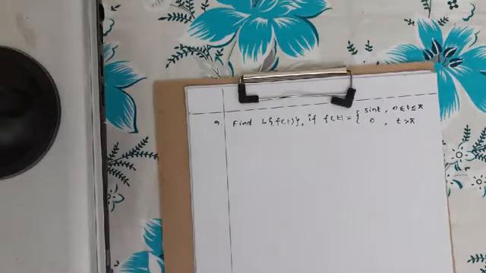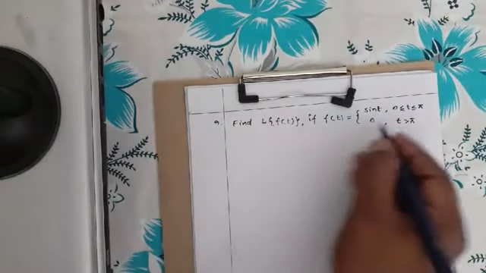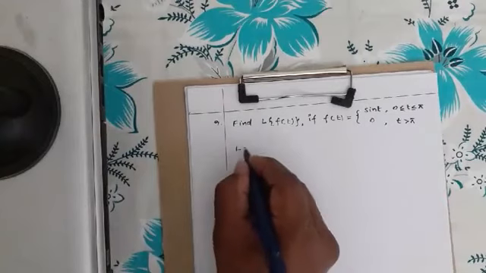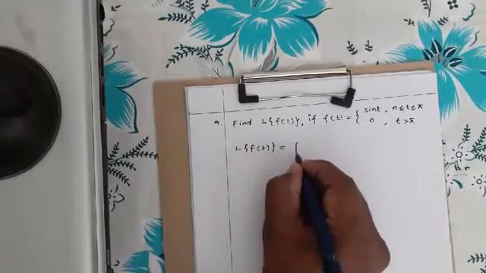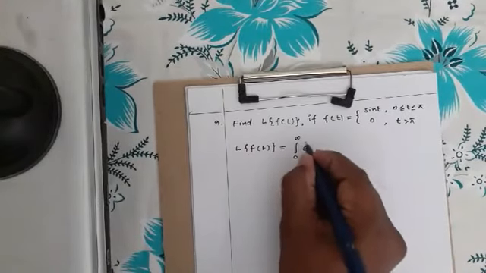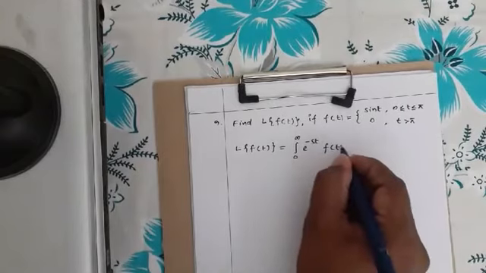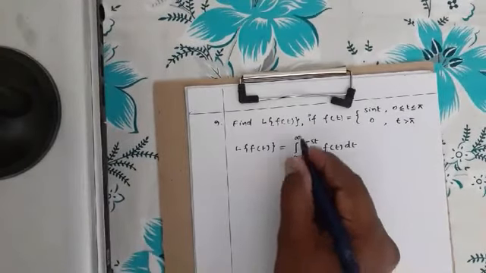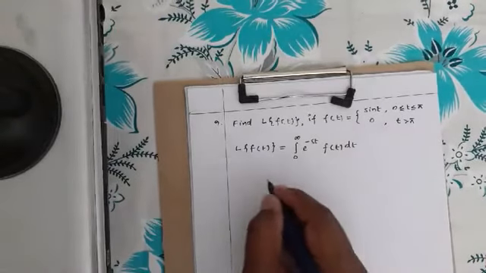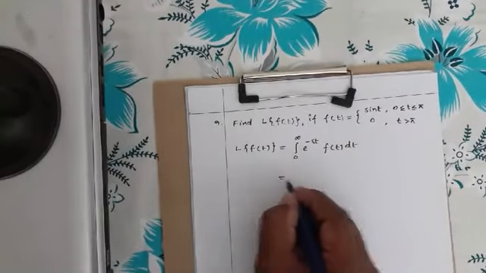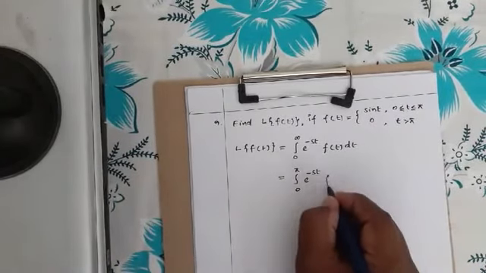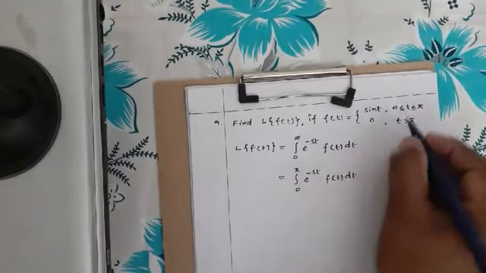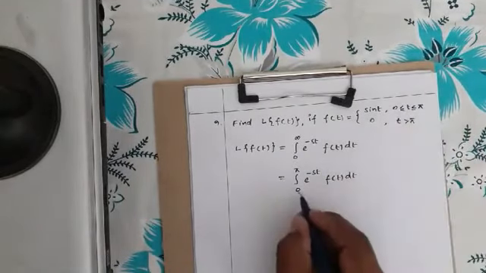So here we have another formula. First let us write the given problem in the Laplace transform formula. We know L of f of t is equal to integral 0 to infinity e power minus st f of t dt. This is for t from 0 to infinity, but here we have a division. Now I can write this as L of f of t is equal to integral 0 to pi e power minus st f of t dt.